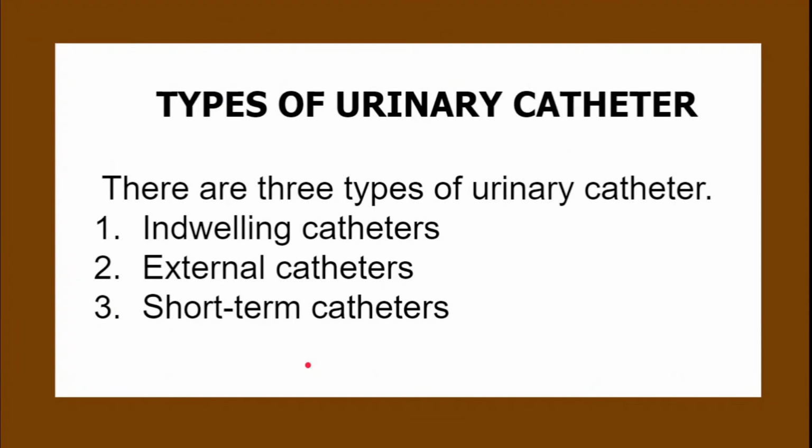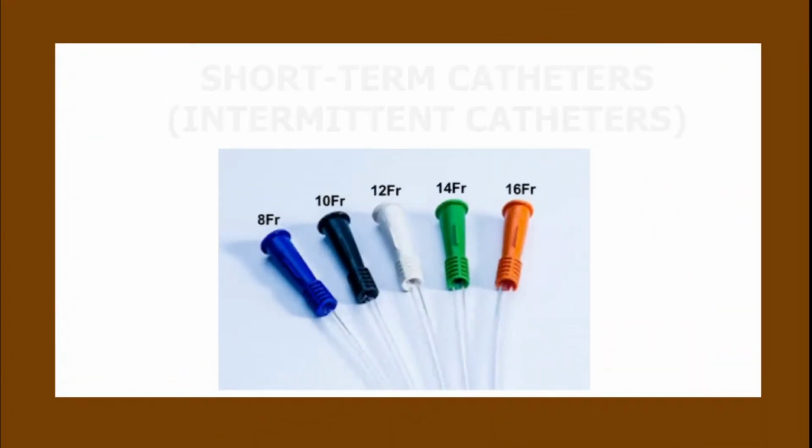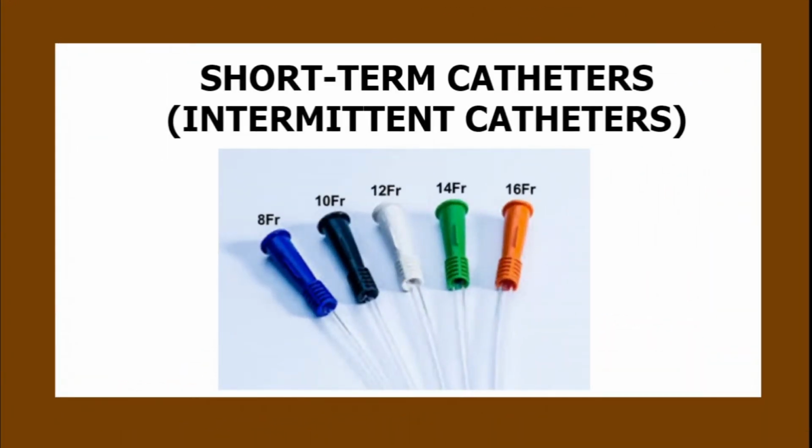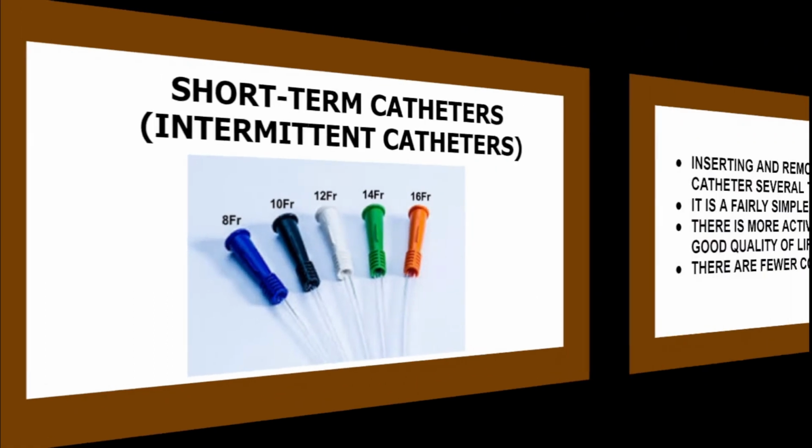Next we go to the types of urinary catheter. So there are 3 types of urinary catheter. The first is indwelling, the second is external, and the third is short-term catheters. So first we'll go to the short-term catheters, also known as intermittent catheters.